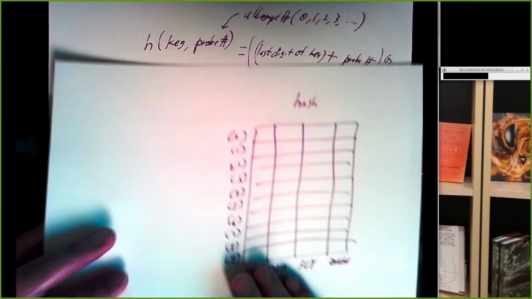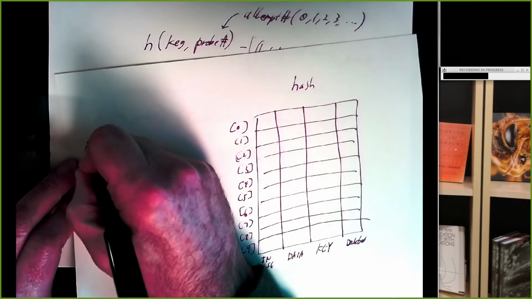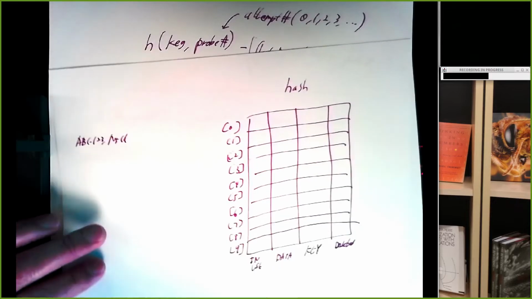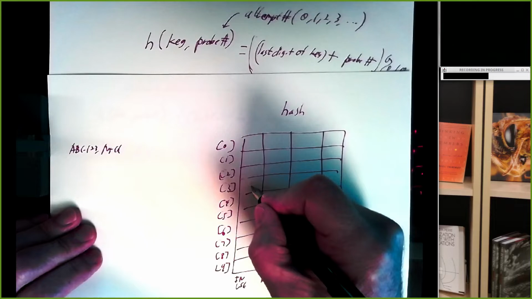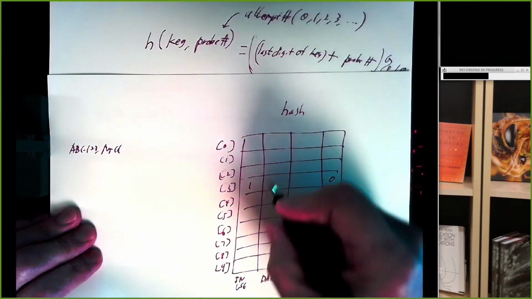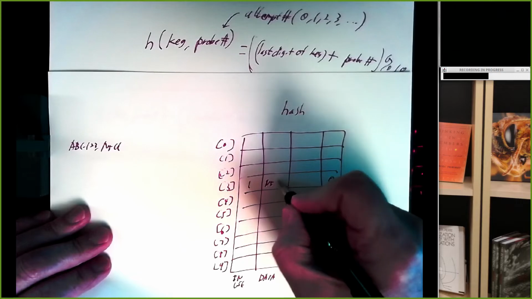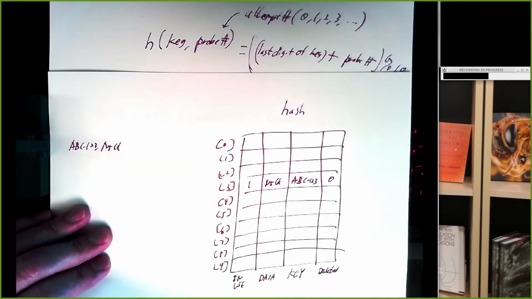So now let's try storing some of our data. So let's put ABC123 and Nick. And so the 3 hashes to index 3, so we'll make this in use. It's not deleted. We'll store Nick, and we'll store the key ABC123.